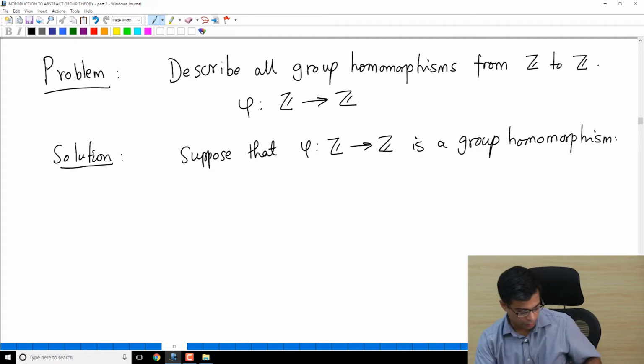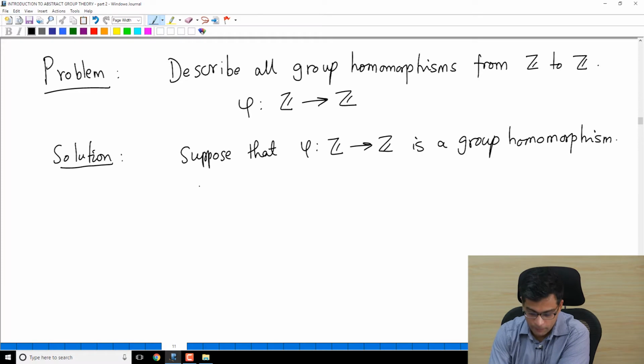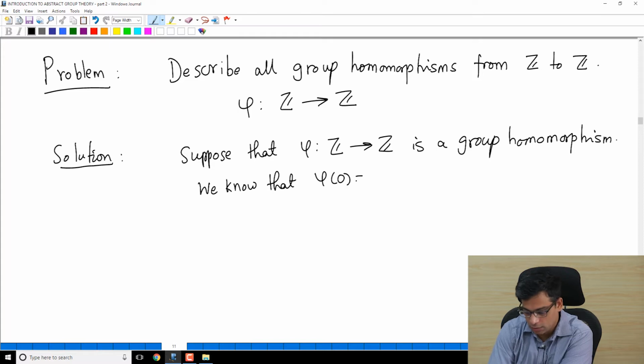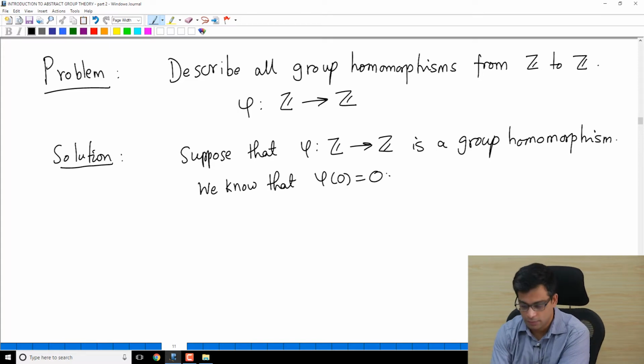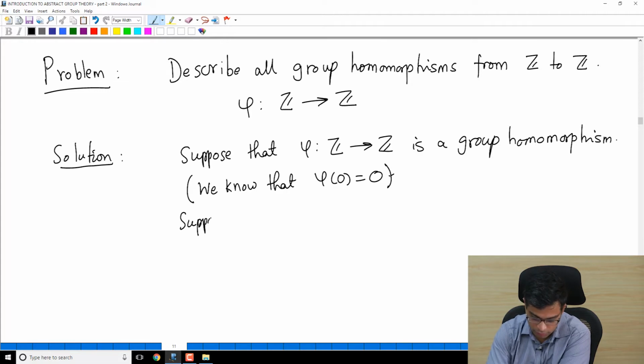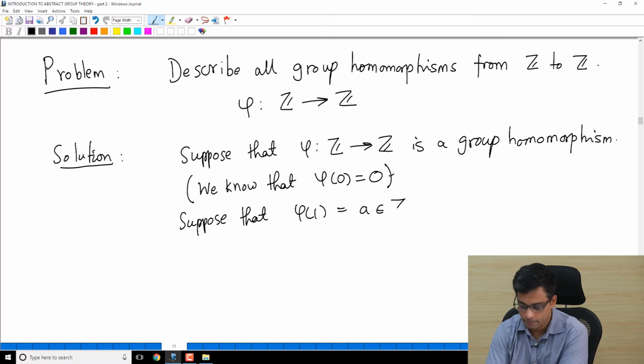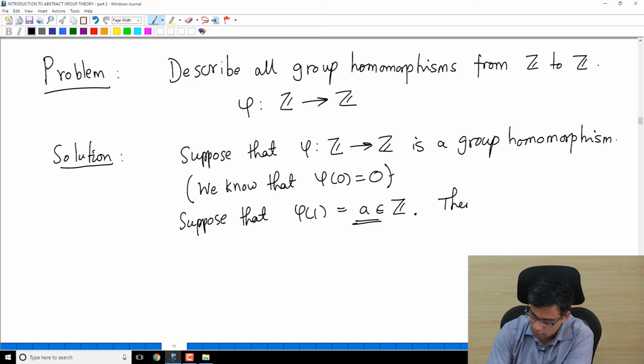And if you recall from the properties of homomorphisms that we have already studied, we know, for example, that the identity element under a group homomorphism must map to the identity element. In this case, the identity element is 0. So this is guaranteed, this is forced by a group homomorphism. But now suppose that phi of 1 is some integer. So phi of 1, remember, is some integer, so I am going to call it a. Then what is phi of n for another integer n?